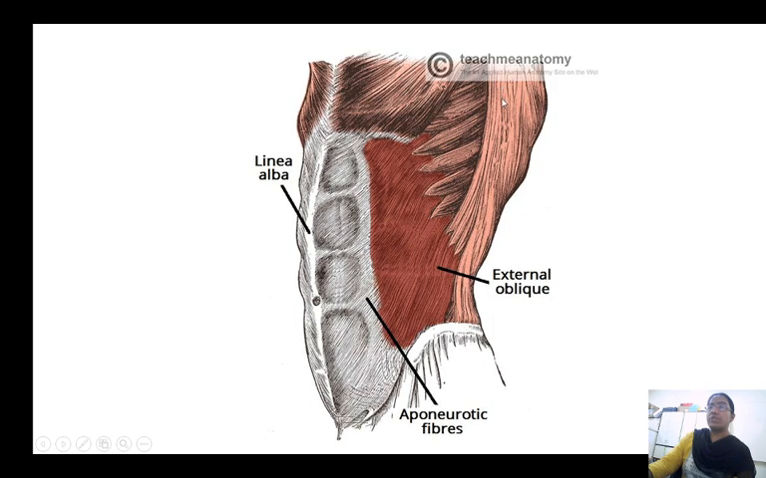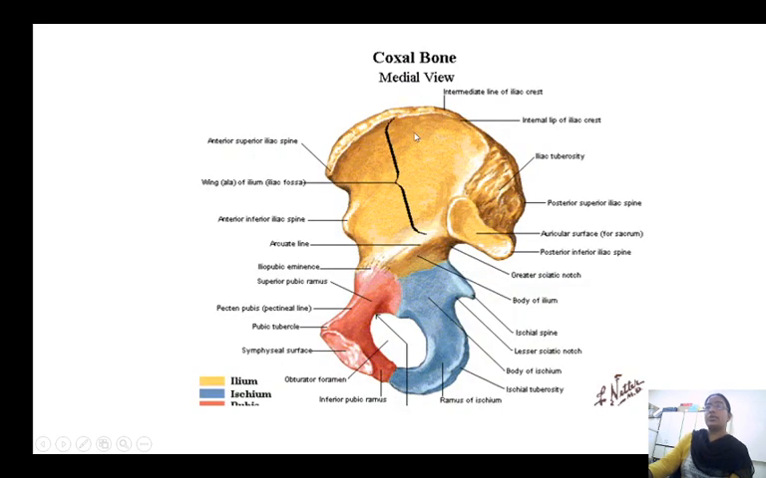So the posterior fibers, which are the fleshy fibers, come vertically downwards and insert into the outer lip of the top of your iliac crest. This is the iliac crest, which extends from the anterior superior iliac spine to the posterior superior iliac spine.